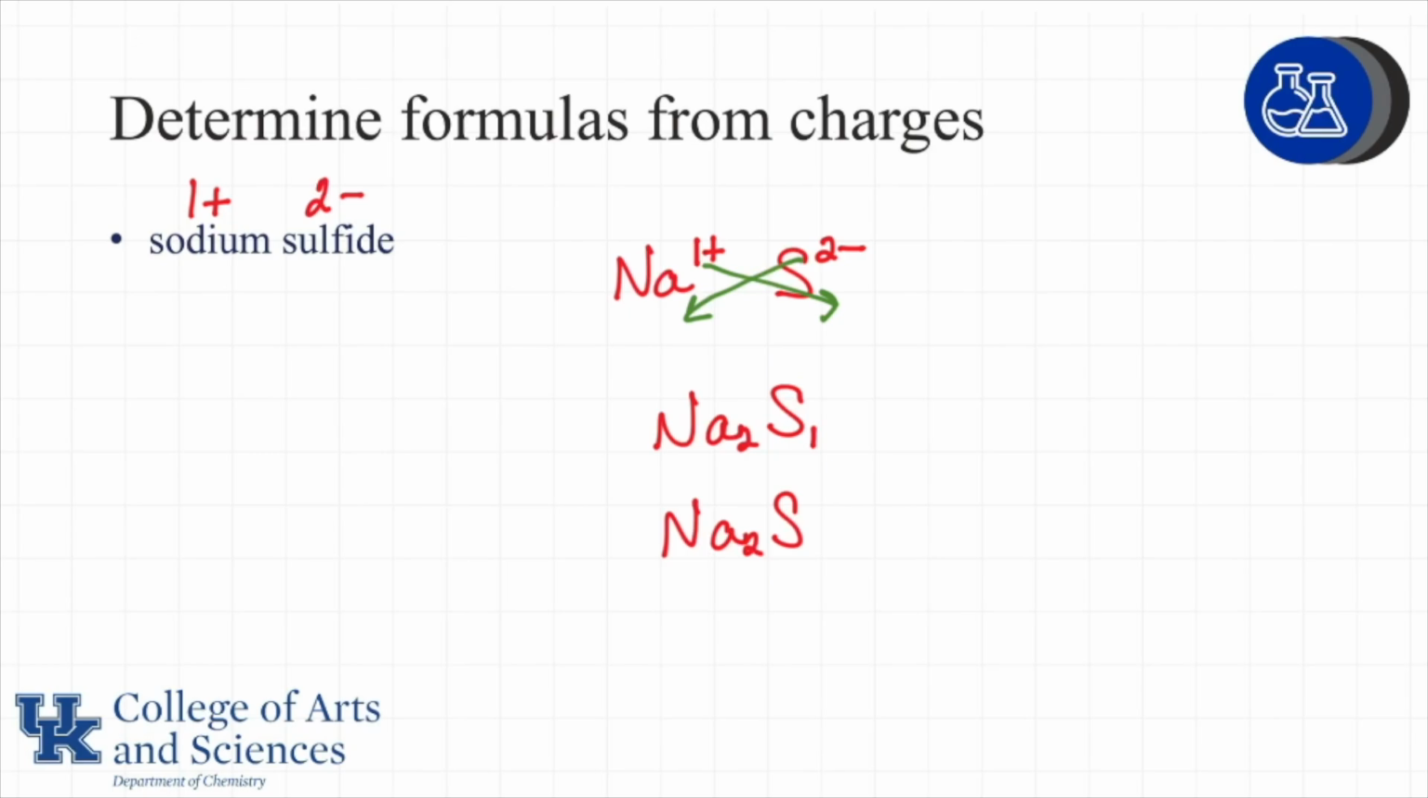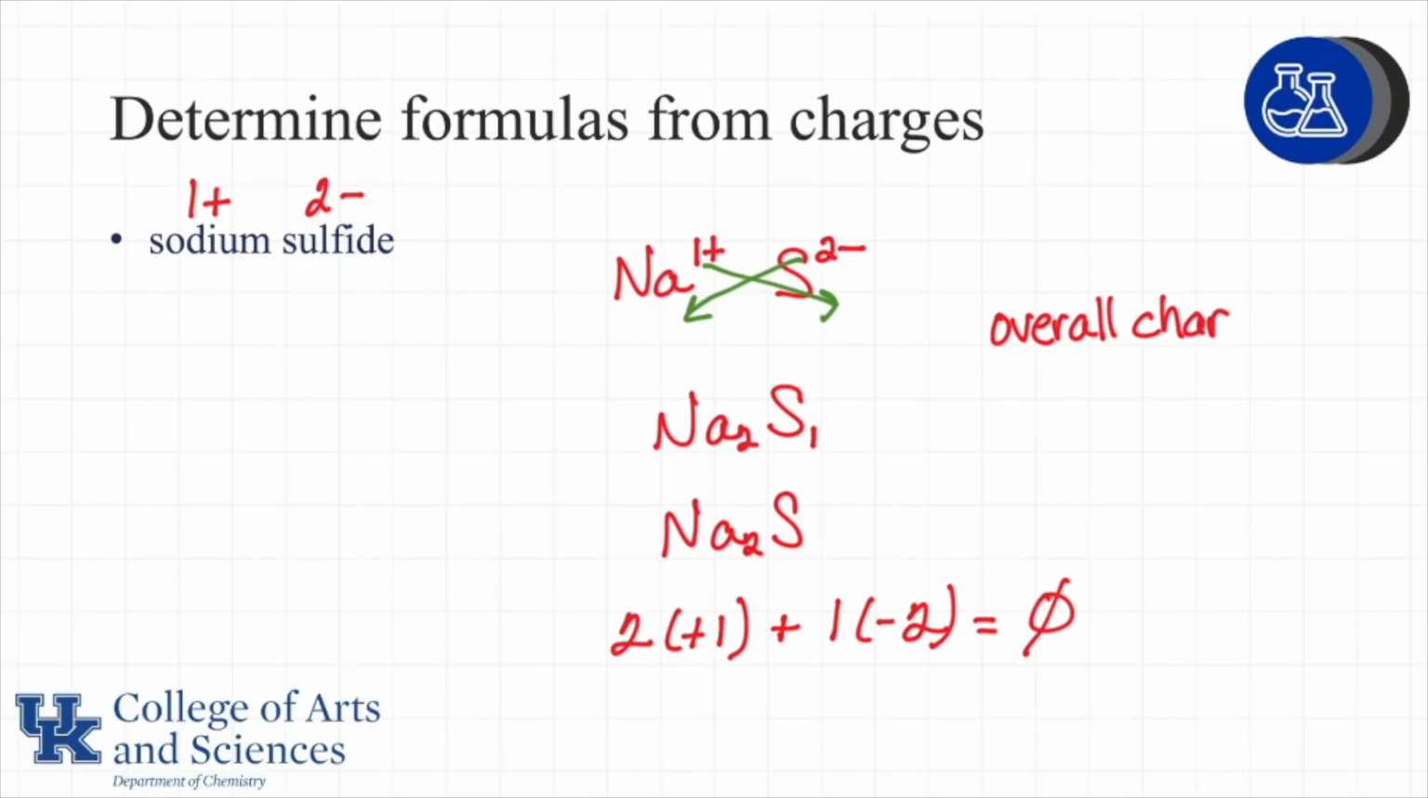Crisscrossing the charges helps us figure out how much of each ion we need. We can also check this by looking at the charges. So we have 2 sodium, each with a +1 charge, plus 1 sulfur with a -2 charge, and when we add that together, we get 0. Overall, the charge on an ionic compound is neutral.